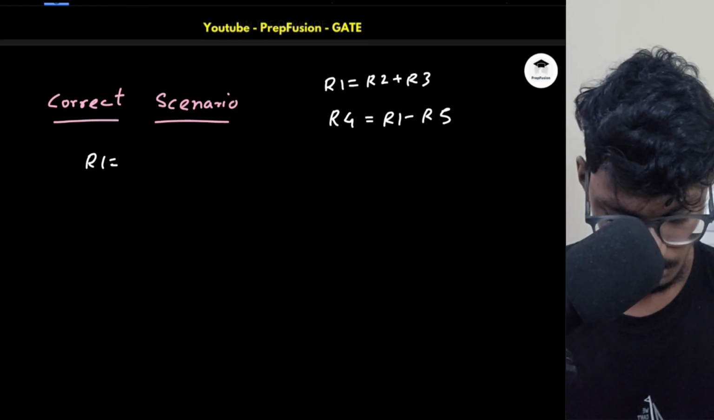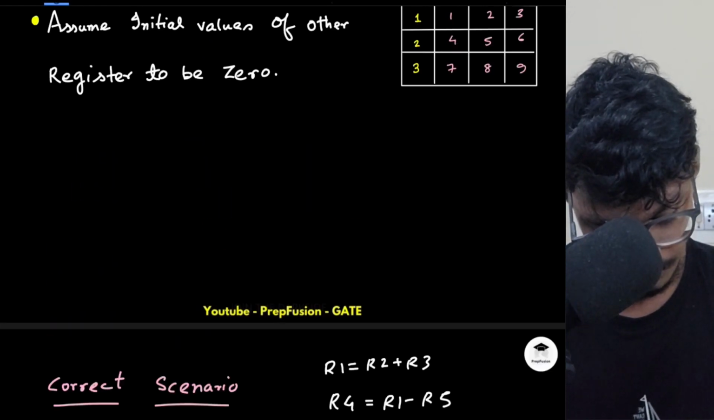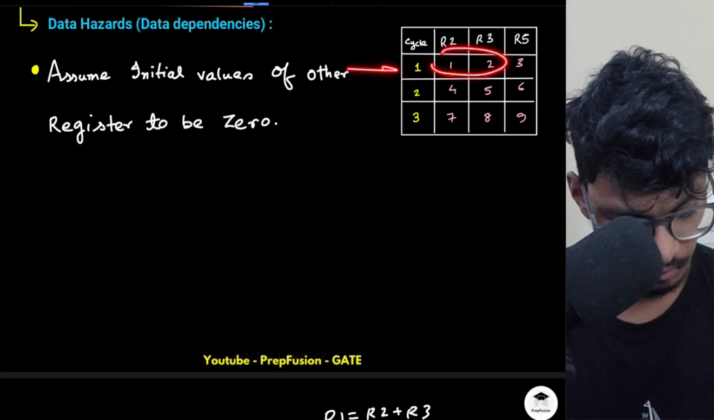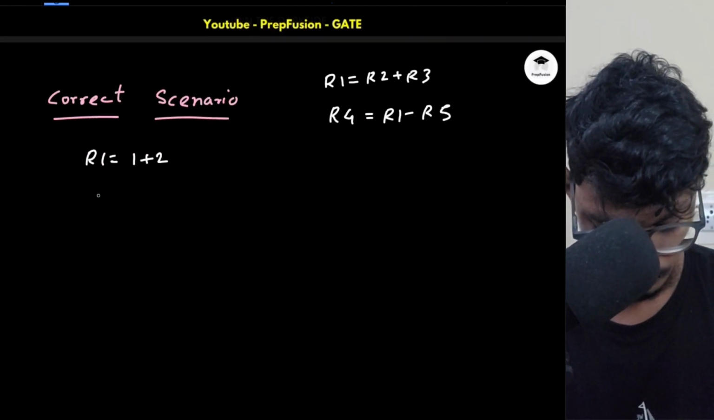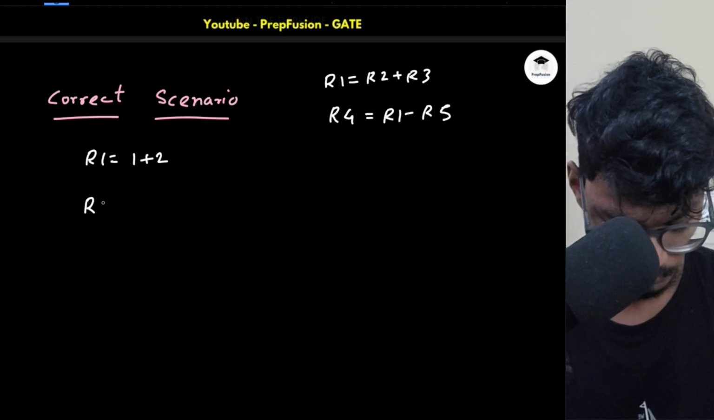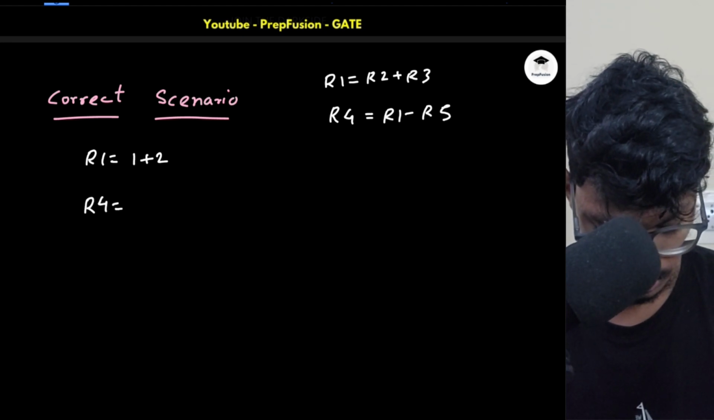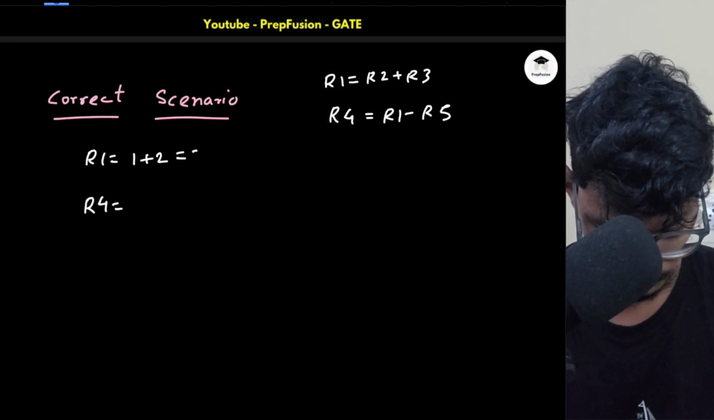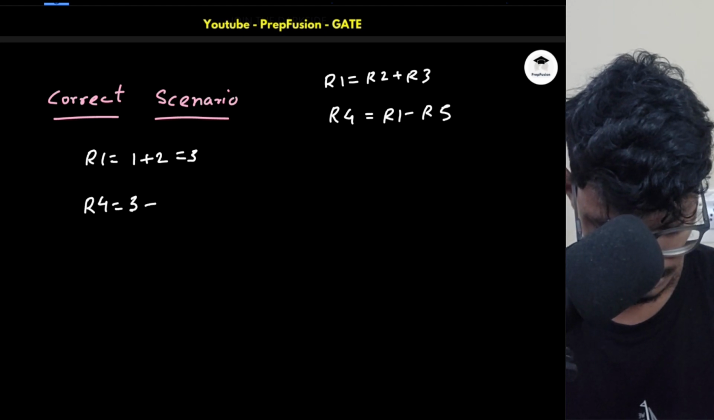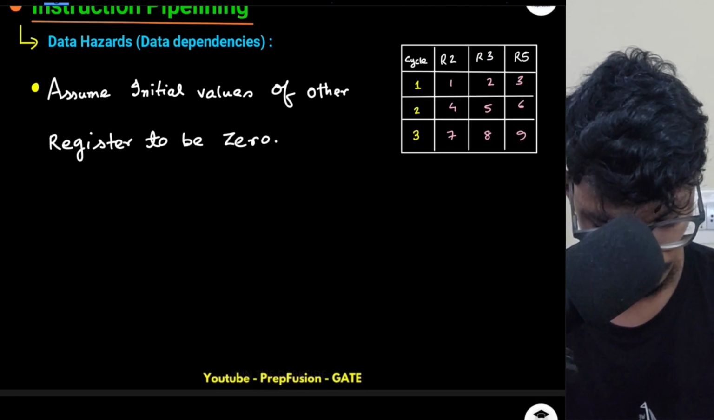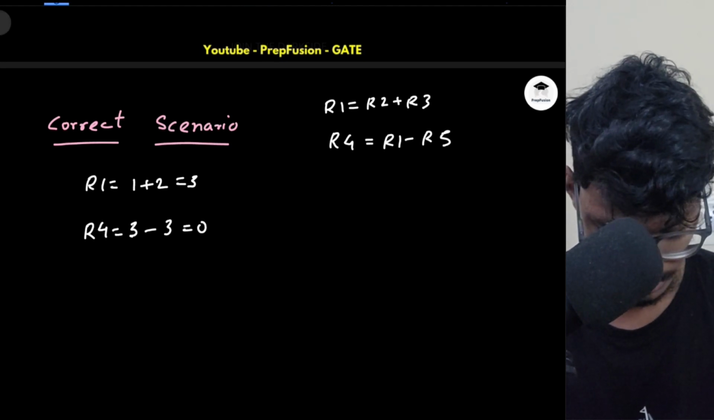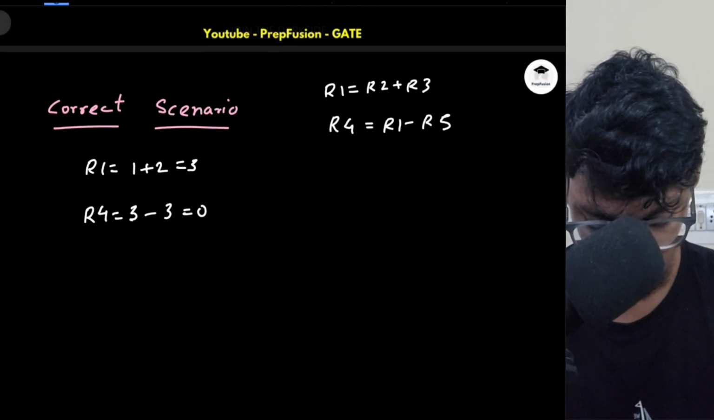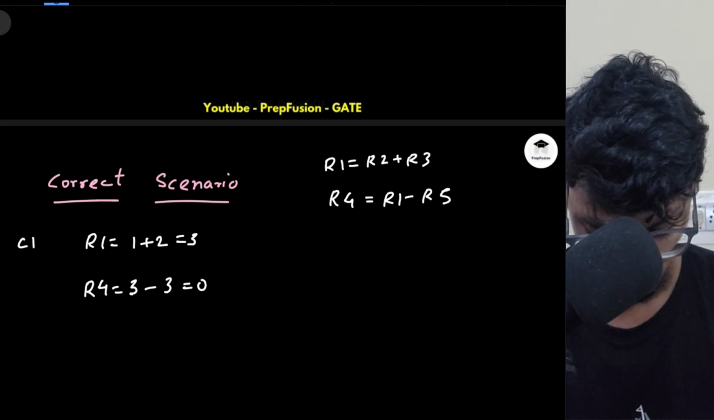For the first cycle, R1 equals R2 plus R3, so 1 plus 2 will be 3. And R4 should be R1, which is 3, minus R5. R5 is also 3 here in the first cycle. So it will be 0. This is cycle 1.